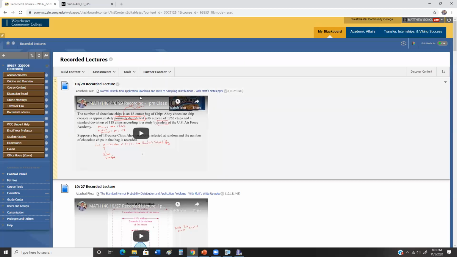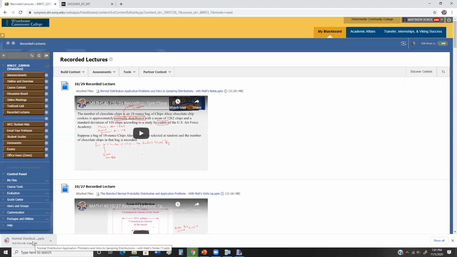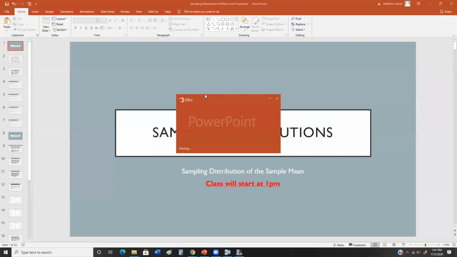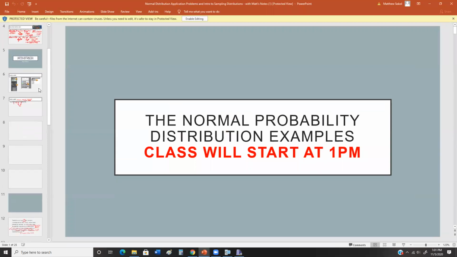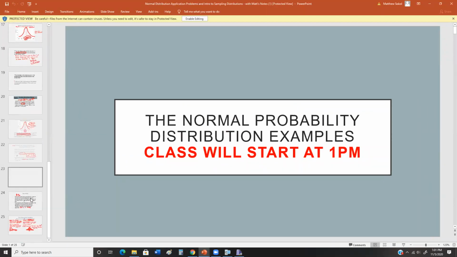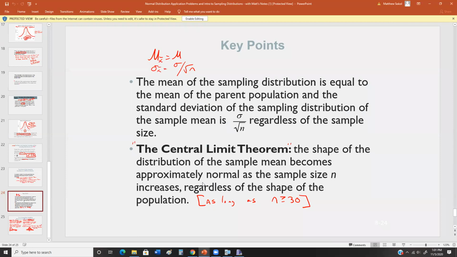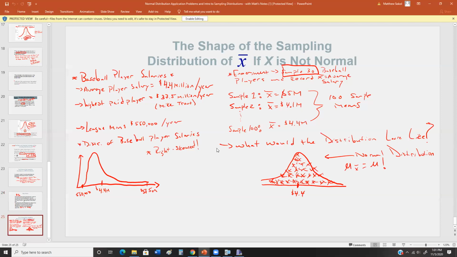So as I was saying, if you look back at our last lecture, we started talking about the sampling distribution of the sample mean. And at the very end of the lecture, I did this example, or I started talking about something called the central limit theorem. And then I did this example talking about baseball player salaries. Does this kind of ring a bell to people a little bit at all?